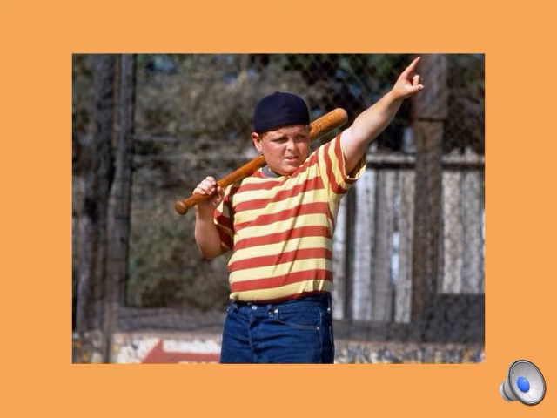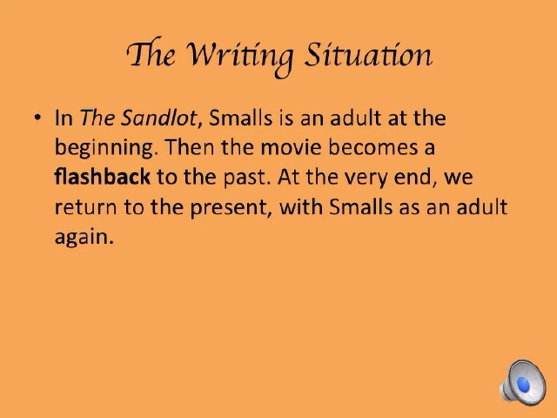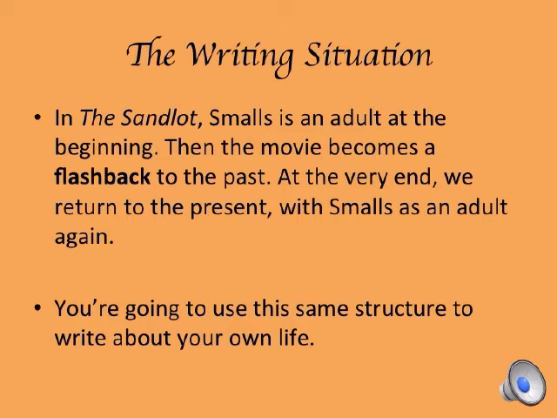So here we go. The writing situation you already know, which is in The Sandlot, Smalls is an adult at the beginning of the story, and then the movie becomes a flashback to his past, and at the very end we return to the present and Smalls is an adult again. You're going to use the same structure to write about your own life.